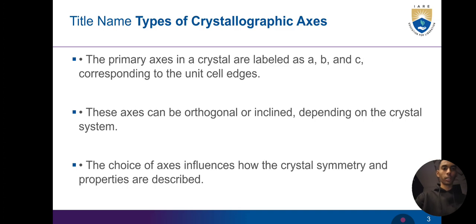Types of crystallographic axes. The primary axes in a crystal are labeled A, B, C, corresponding to the unit cell edges. These axes can be orthogonal or inclined, depending on the crystal system. The choice of axes influences the crystal symmetry and how the properties are described.